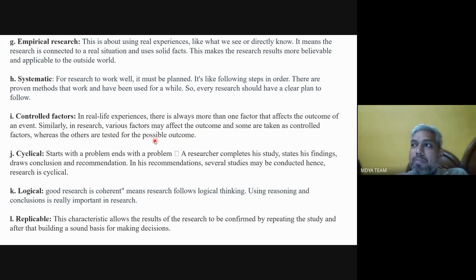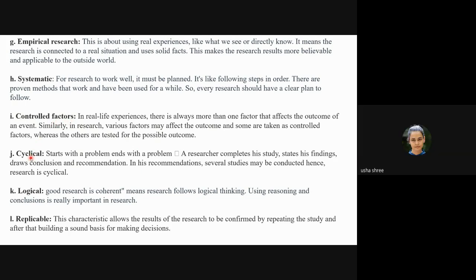Here we are talking about factors. There are different situations which disturb our research results and outcomes. So that factor should also be controllable. You should control that factor. In this way, they are saying that it is another characteristic in research that all factors should be controlled from the point of view of a possible outcome. So this is about controlled factors.